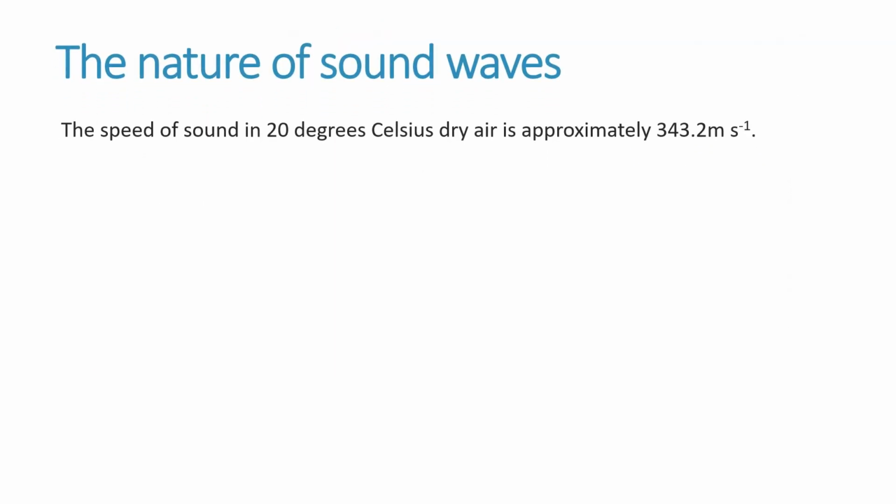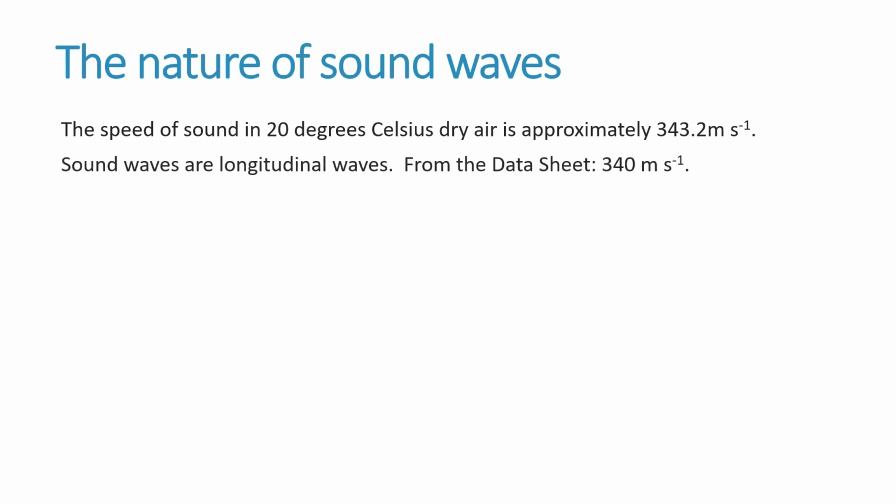So the nature of sound waves. Speed of sound in 20 degrees Celsius dry air is approximately 343.2 meters per second. Sound waves are longitudinal waves. From the data sheet, we round that number to 340 meters per second.